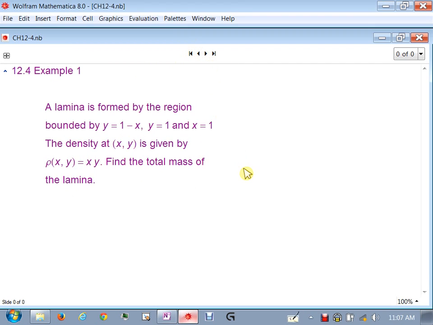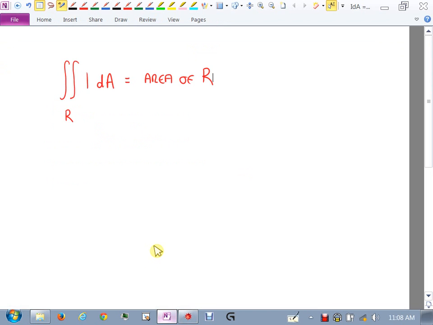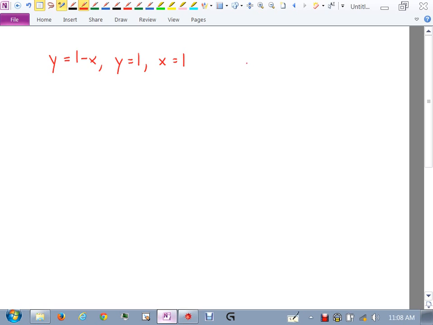So let's try this. A lamina is formed by the region bounded by y equals 1 minus x, y equals 1, x equals 1. The density at a given point xy is given by the density function rho of xy equals xy. Find the total mass of the lamina. So let me put where our bounds are: y equals 1 minus x, y equals 1, x equals 1.